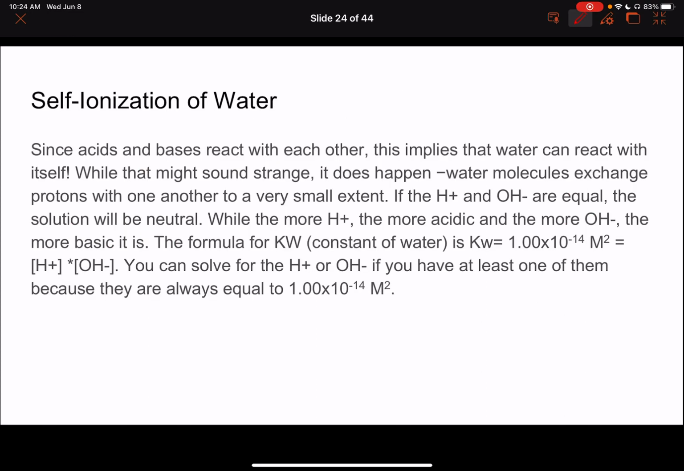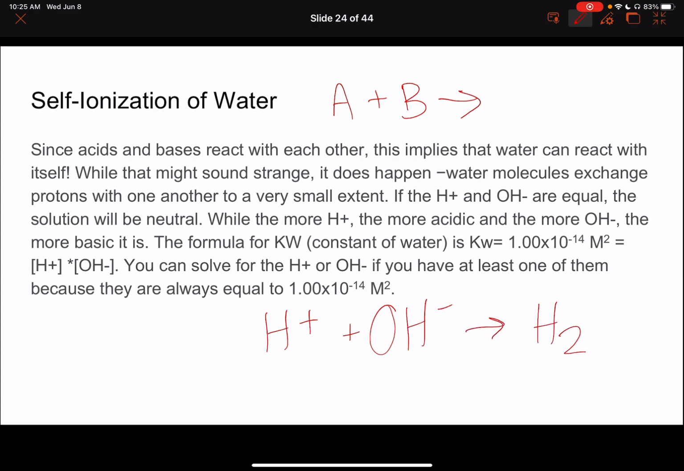Now the final section on this page is the self-ionization of water. Since acids and bases react with one another, we'll see that water can actually react with itself. Water molecules can exchange their protons. So we can see that we can have H plus and OH minus to give us water. And we use this because, remember earlier in our lesson, water is amphoteric. So we're going to have our first formula here.